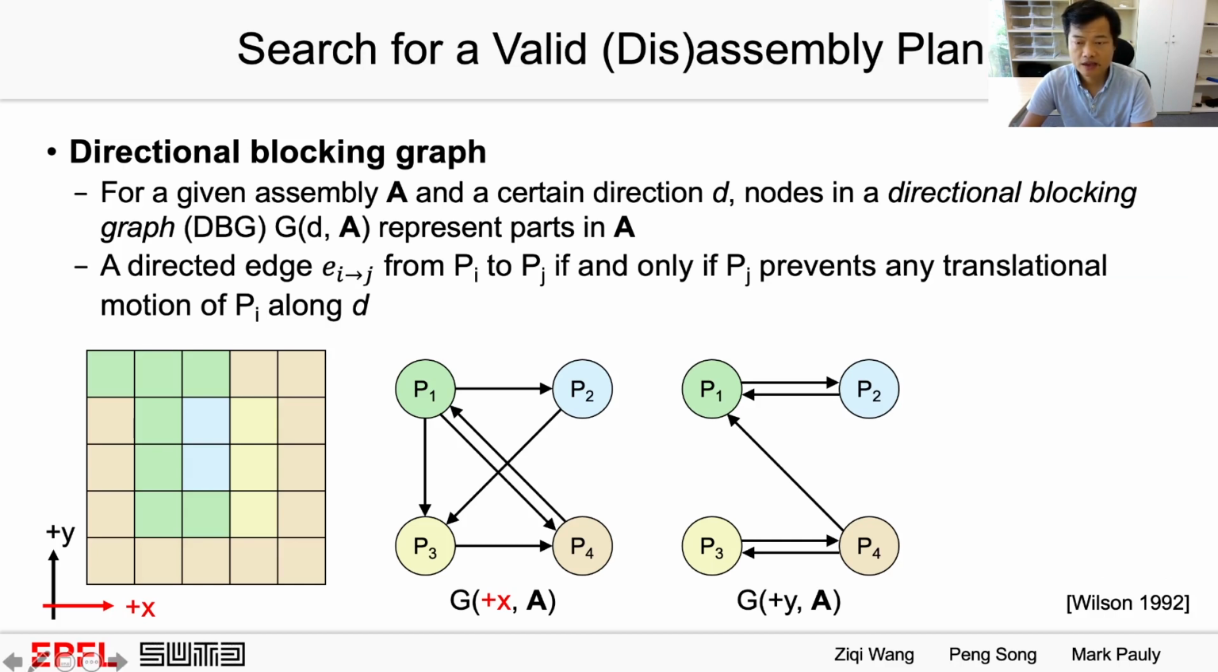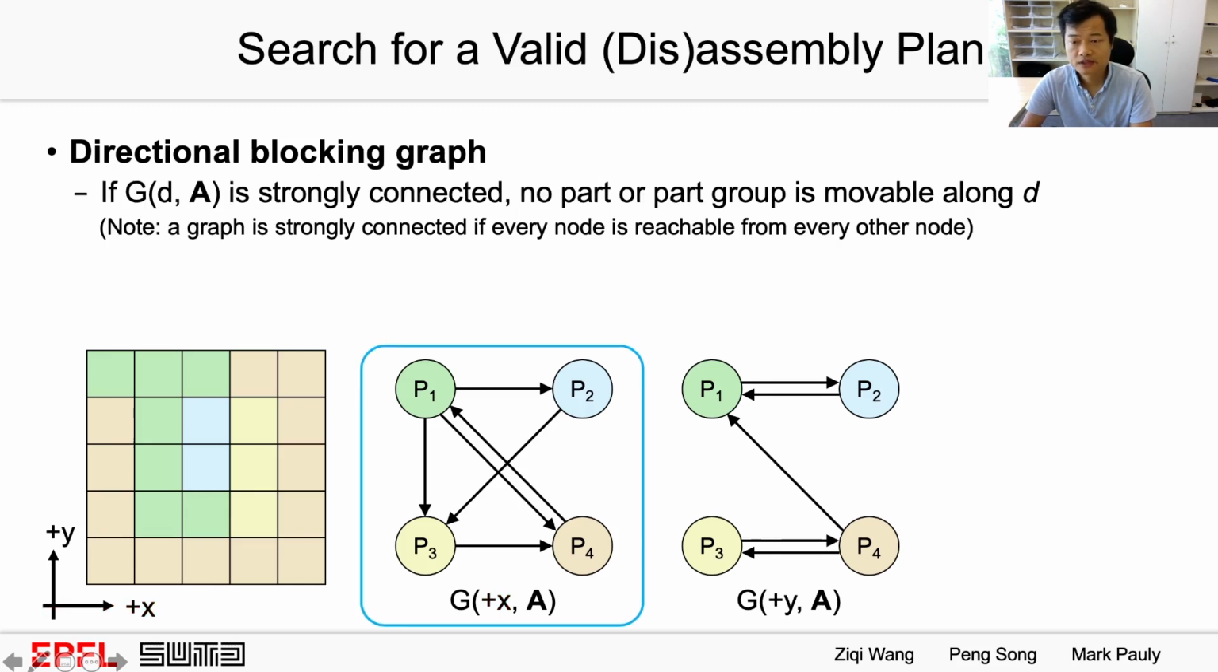Given an assembly A and a blocking direction D, which is positive x here, nodes in the directional blocking graph represent paths in assembly, and we create a direct edge from Pi to Pj if and only if Pj prevents any translational motion of Pi along D. For example, here we create a direct edge from P1 to P2 since P2 prevents the motion of P1 along positive x.